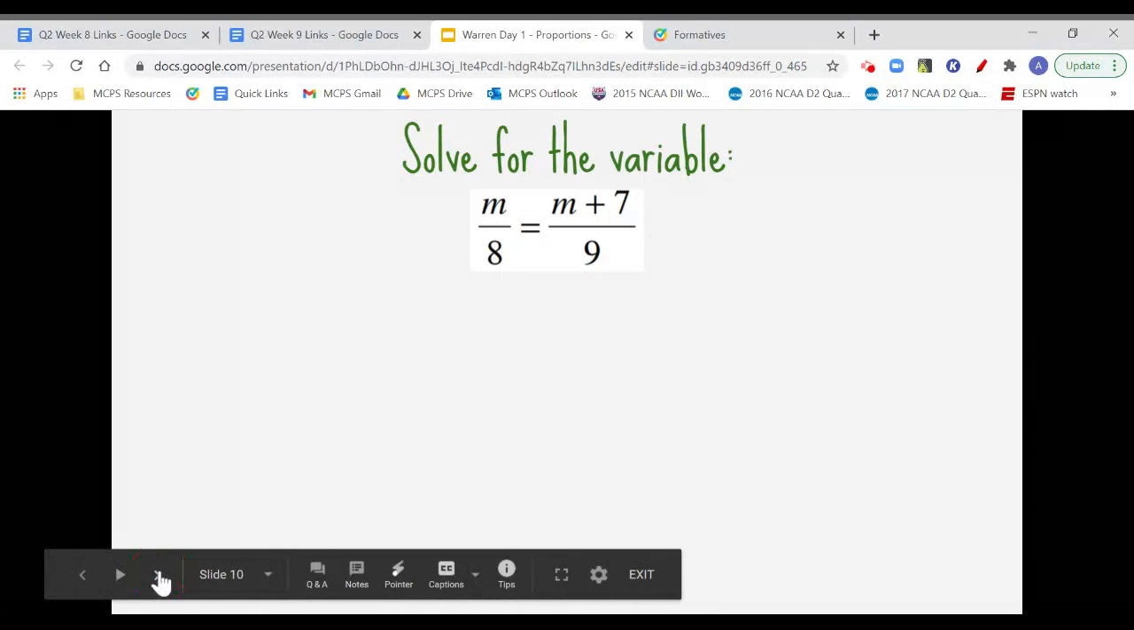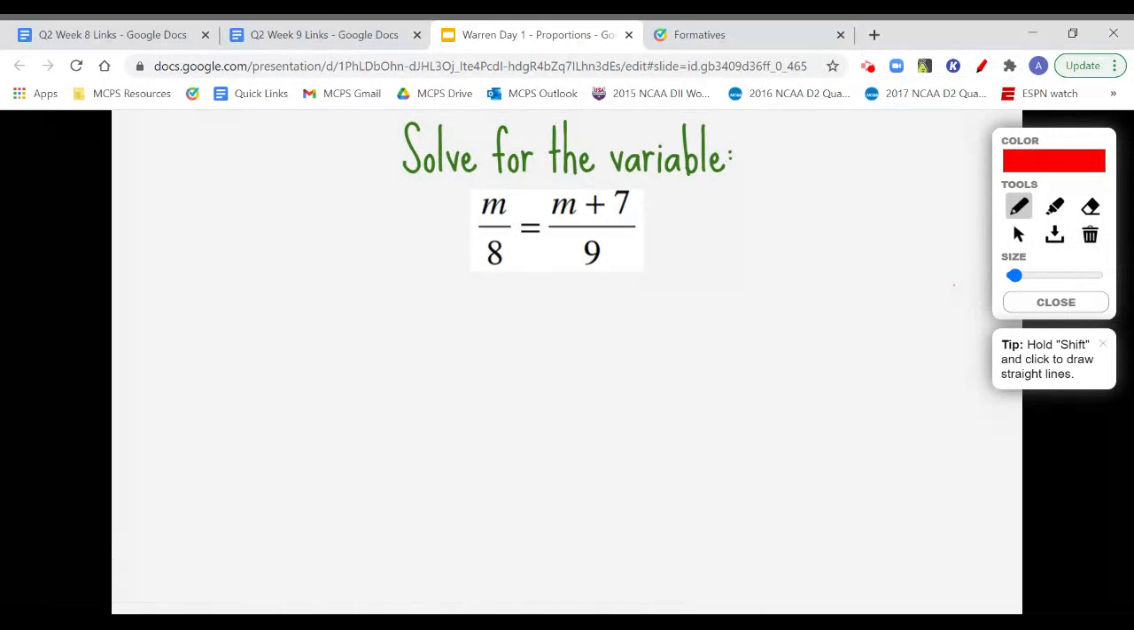Looking through another example here, we'll see something else come up in a second, but we're just going to start by cross multiplying. So first I have m times 9, and then the other diagonal is 8 times m plus 7.